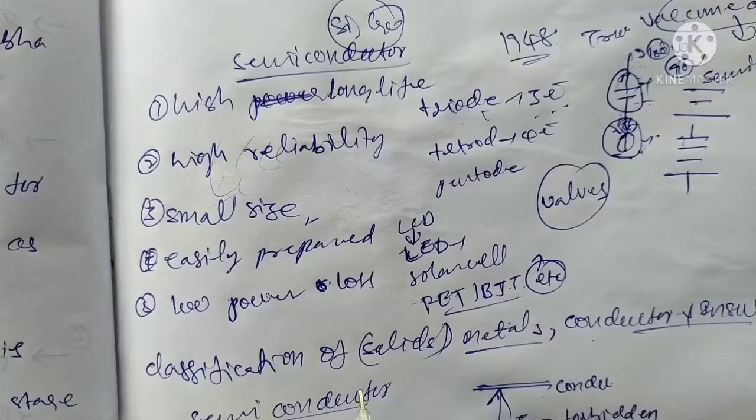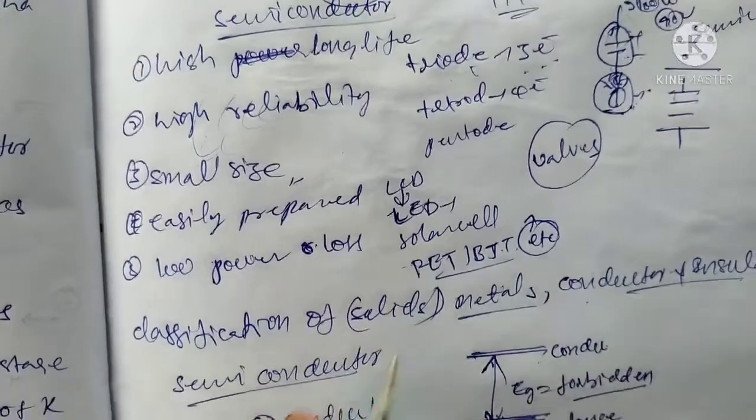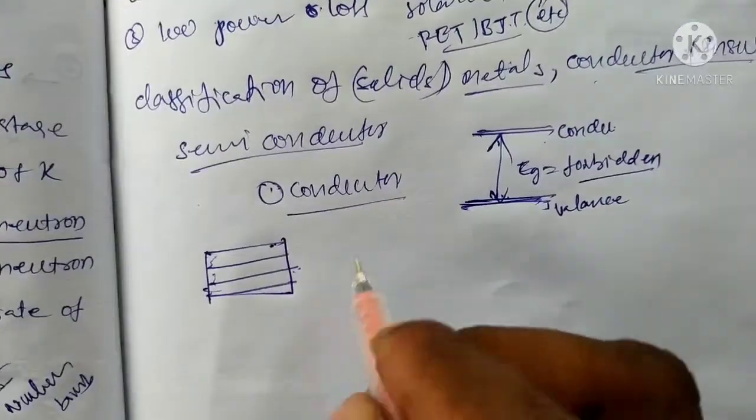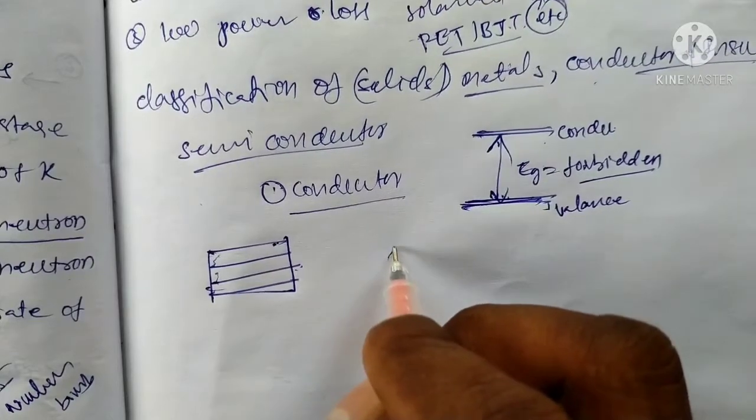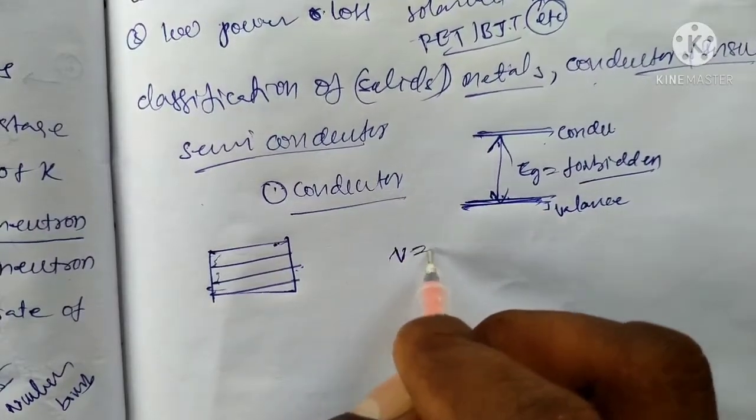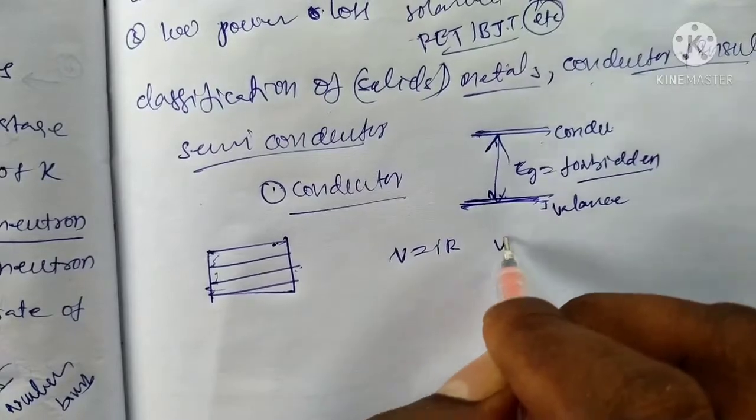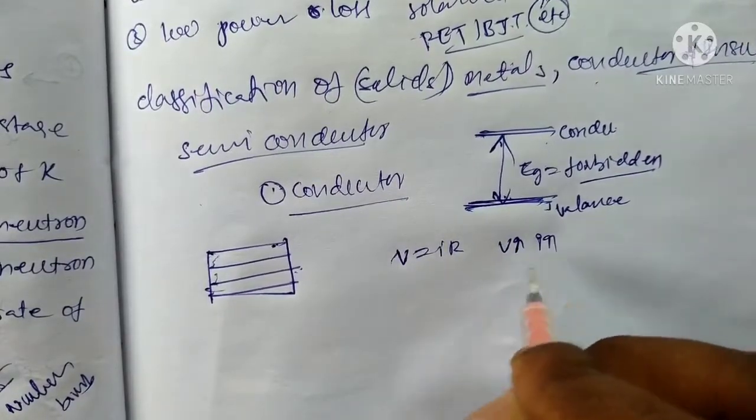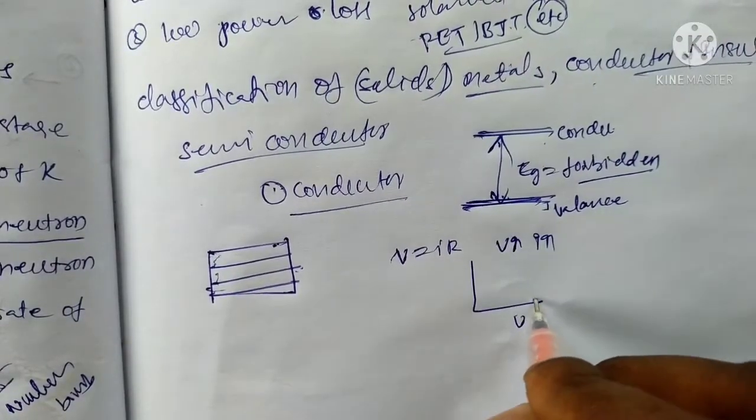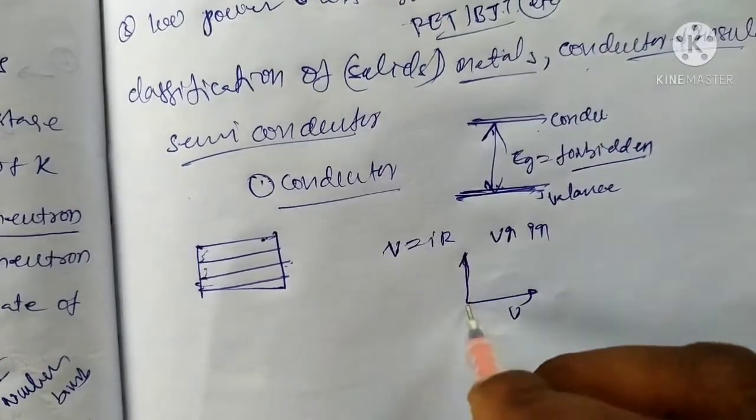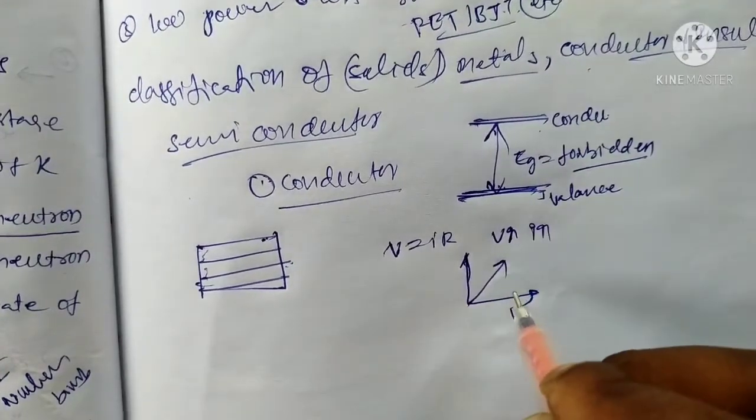Semiconductor materials obey Ohm's law. Ohm's law is V is equal to IR. That is, voltage increases, current increases, like this. Voltage on the x-axis, current on the y-axis, like this. They can exhibit Ohm's law.